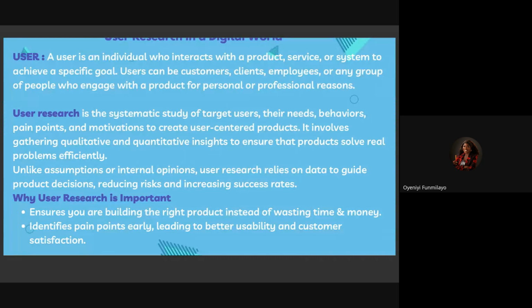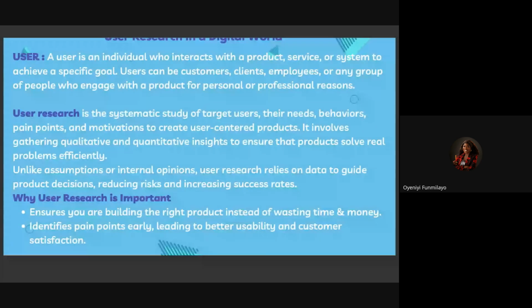We said it is a systematic study of your target users, not just users, your target users is very important, right? Their needs, their behaviors, their pain points, and motivations to create a user-centered product. So you need to be able to study all of these things so that whatever you are creating will be user-centered, not just any kind of product, but your target user-centered product, right? So this involves gathering qualitative and quantitative insights to ensure that products solve real problems efficiently and effectively.